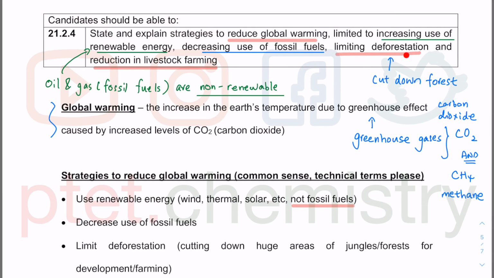We prevent cutting down forests. We try to encourage the use of renewable energy like wind or solar power. We try to decrease the use of fossil fuels like petrol, so we can go for electric vehicles like those produced by Elon Musk's Tesla company. And then we try to reduce livestock farming, such that people who believe in climate change have already resorted to being vegetarians so that we don't eat as much meat, and therefore farmers will not rear so many livestock.